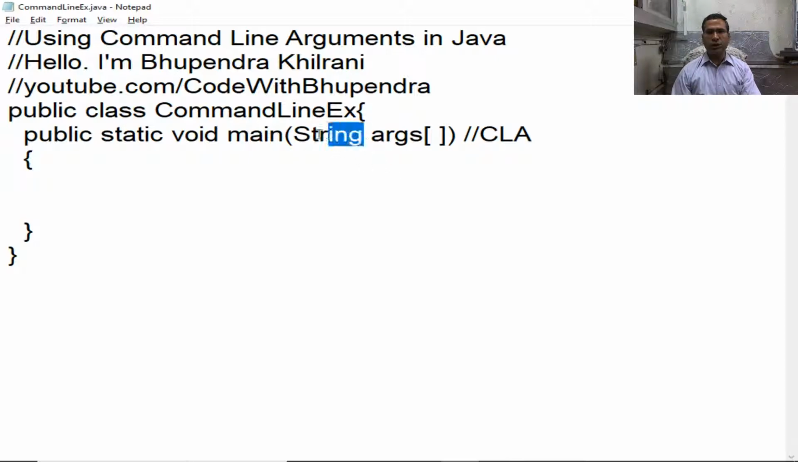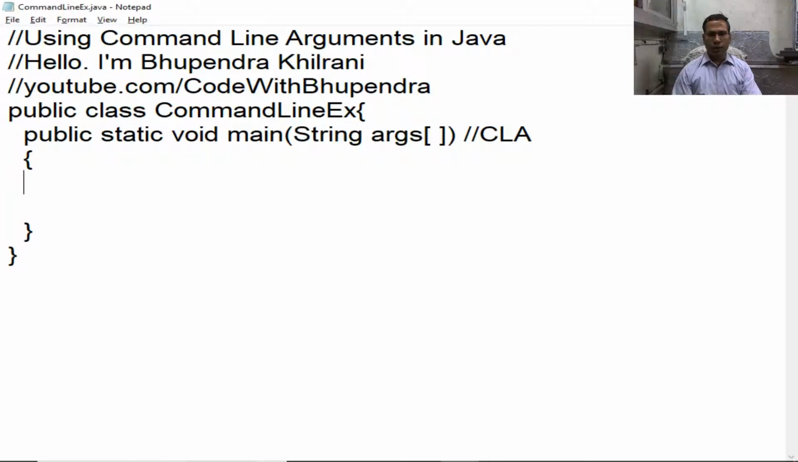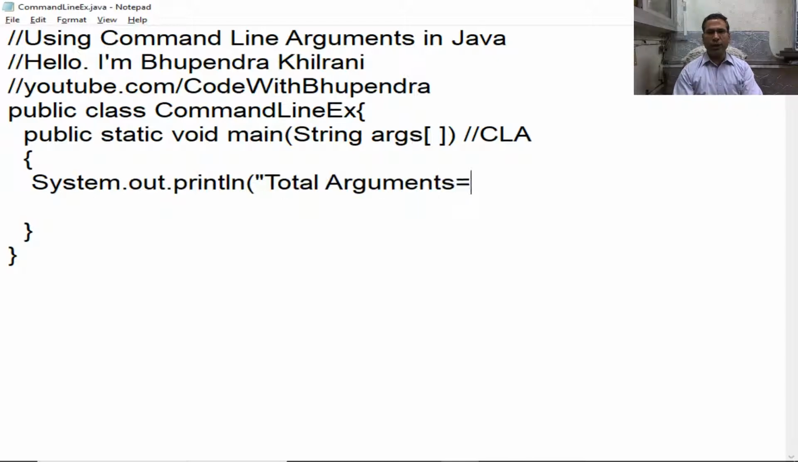Now the question is, why String? Since String supports any kind of data, whatever we pass here will be stored in this String array. Currently it will not display any data, but now we would like to display some useful information, like the total arguments that we have supplied to the program. So we have to write args.length. In Java, length is a property of an array.